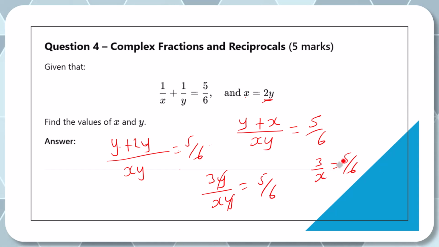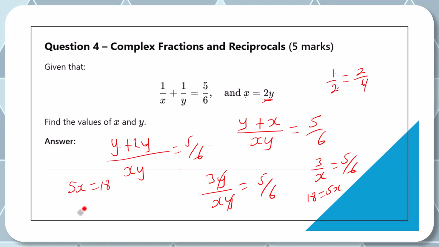If I do x times 5, I should get 3 times 6. So what do I mean by that? Let's say I've got a half, being the same as 2 over 4. What do you notice if you do 4 times 1 and you do 2 times 2? Do you notice that they're the same? So I'm going to do 6 times 3, which is going to give me 18. x times 5 is going to give me 5x. So far, I've got 5x equals 18.